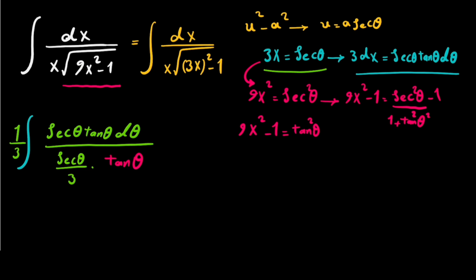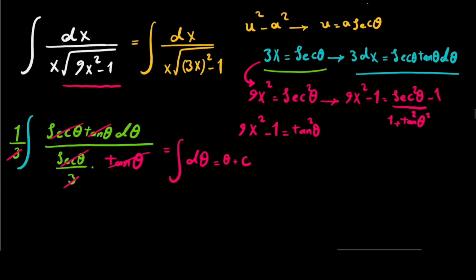So here we go, we can cancel 3 and 3, and so the final answer for this integral will be the integral of just d theta. We can cancel secant theta and tangent theta in the denominator and on the top, so the answer will be equal to theta plus c.